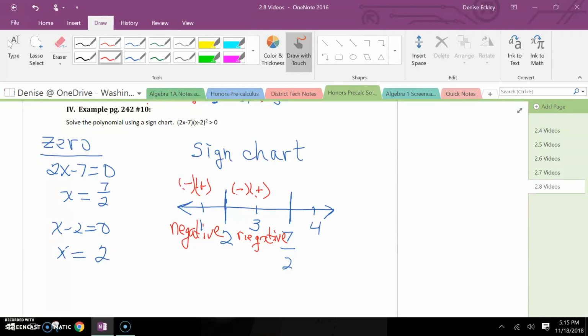direction. And then finally, when x is 4 and we substitute that, the first parenthesis will be positive, and the second parenthesis, again, is always positive since it's squared. So that section is positive. So we only have one section of the graph that is greater than 0, and that is from 7 over 2 to infinity. And that would be our solution set for this problem.